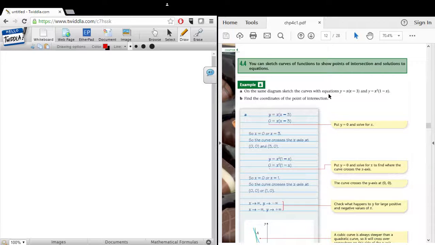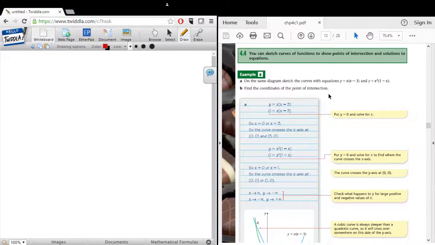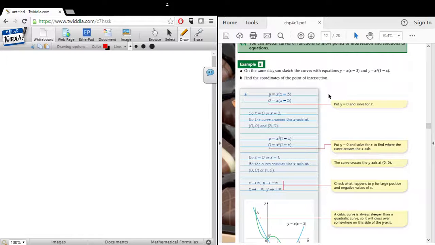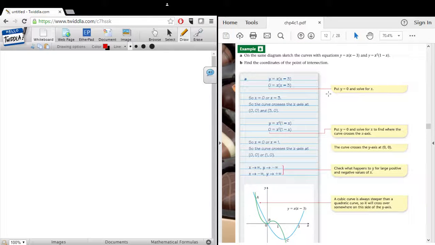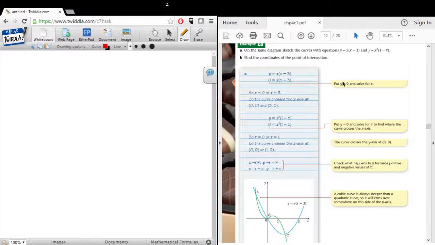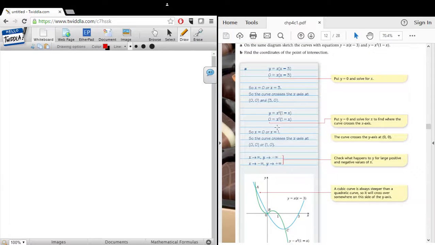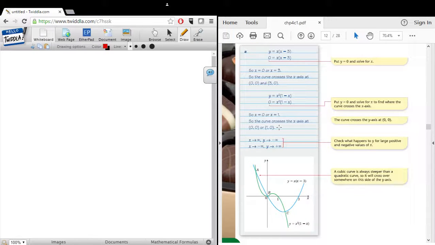4. You can sketch curves of functions to show points of intersection and solutions to equations. Okay, on the same diagram, so this is example 8, sketch the curves with the equations y equals x minus 3, and y equals x squared times 1 minus x. So all they've done here is, on the same diagram, sketch the curves. They've identified where the points cross the axes for both of them. So you can see they have 0, 0, 3, 0, 0, 0, or 1, 0.